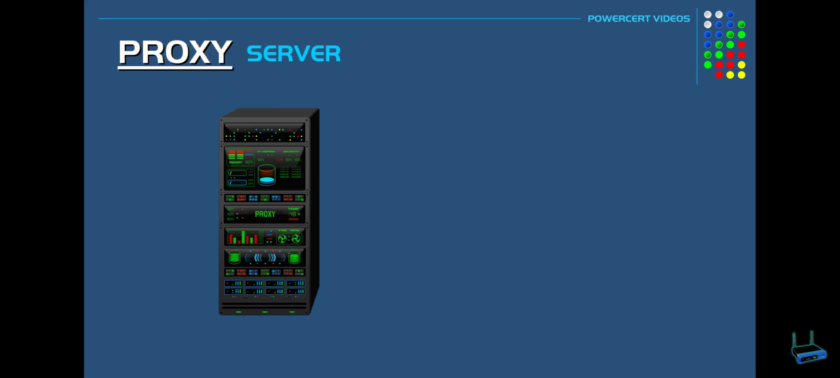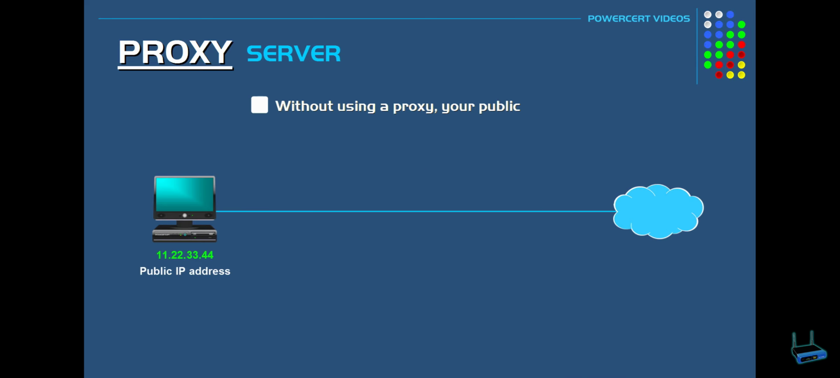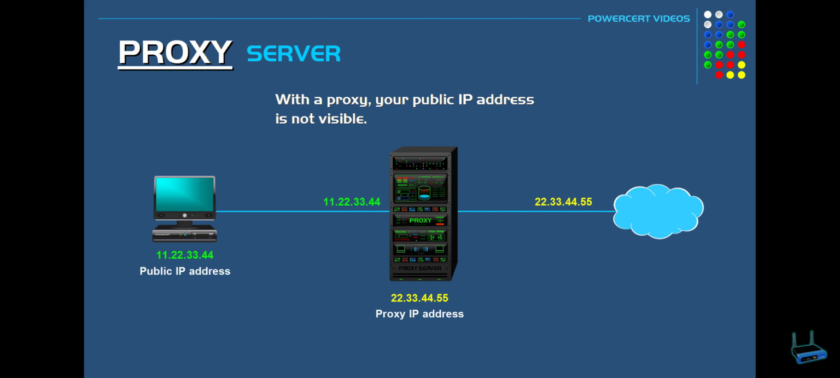Well, a proxy has several benefits, and one benefit is privacy, because it allows you to surf the internet anonymously, because it hides your IP address. Because without using a proxy, and when you visit a website, your public IP address is visible, so certain people can know which websites you're visiting. But when you use a proxy, your IP address becomes invisible, because as the proxy server is retrieving the web page for you, only the IP address of the proxy server can be seen viewing the web page. So your IP address stops here, and then the proxy IP does the rest of the work.